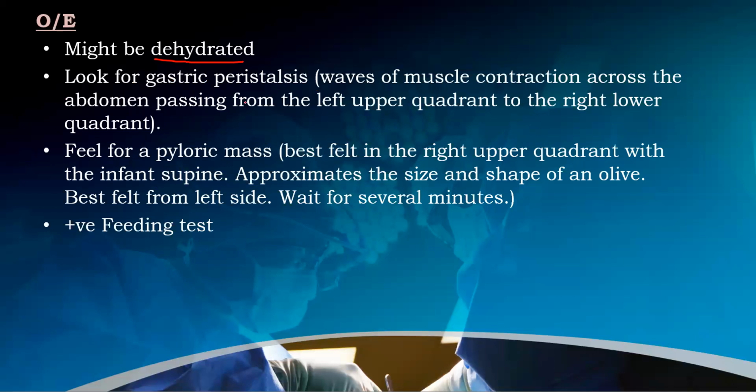Some of the other signs that you can find: on inspection of the abdominal exam, you can get gastric peristalsis, where there will be a wave of muscle contraction starting from the left upper quadrant of the abdomen going towards the right lower quadrant. So that's gastric peristalsis, you can get it. On palpation, you can feel a pyloric mass, mostly in the right upper quadrant. Sometimes it is also known as an olive-shaped mass.